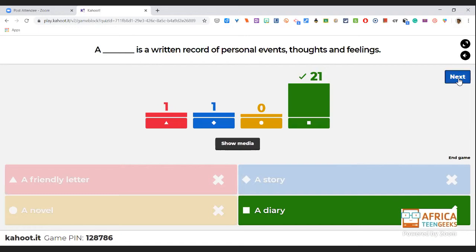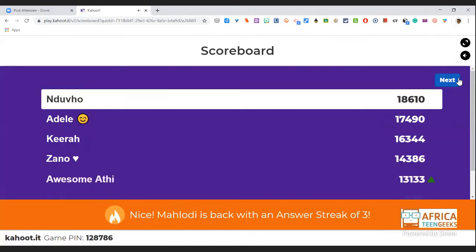Very good. Let's see how we are here. Duvu still in the lead, Adele, Kira, Zanu, and Effie's joined us. Oh, good, good, good. Okay.